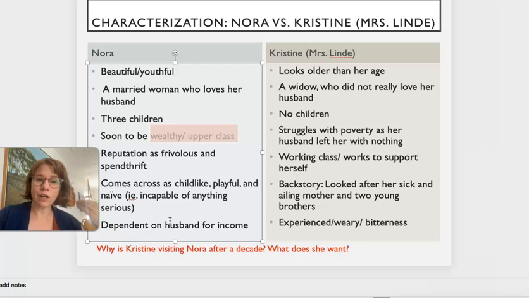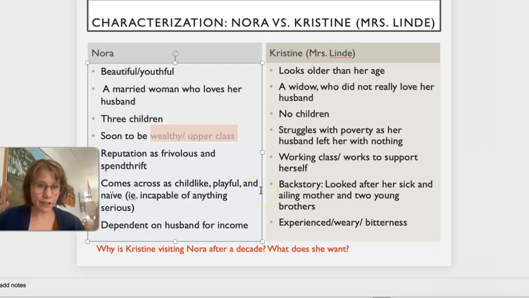So Christine Linde comes across as very independent. She travels to Nora and Torvald's home on her own. Basically she's looking for work, and she's heard that Torvald has gotten this promotion at the bank, and she's hoping that with his new position of power, he might be able to hire her, and she can find work for herself. So she arrives on the scene, reconnecting with Nora, her old childhood friend, but also with her own self-interest in mind, that she needs a job, and she's hoping that Torvald will give her a job at the bank.